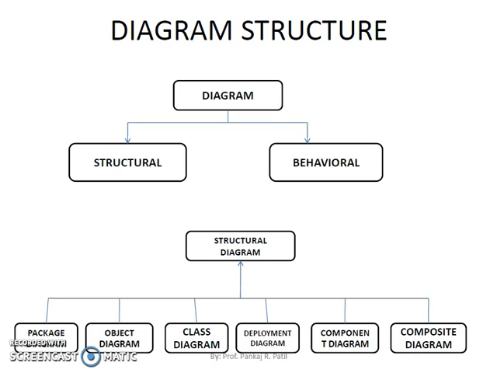So, you look for the various structural diagrams. Many diagrams are contained within the structural diagrams. Generally, package diagram, object diagram, class diagram, deployment diagram, component diagram, composite diagram. These are some of the diagrams that come under the category of structural diagrams. So these are the diagrams which show the static aspect, which show the structural organization of an object or the UML building blocks.